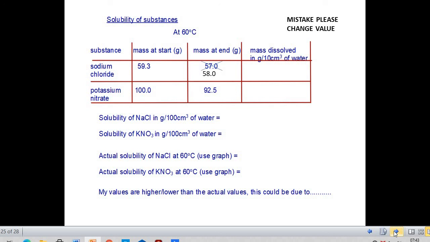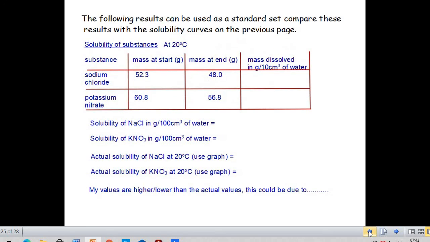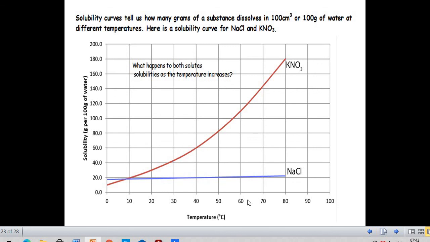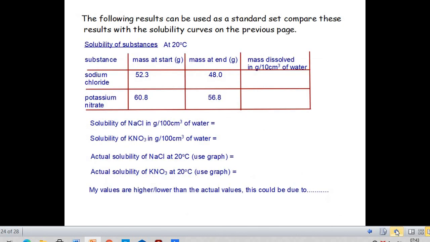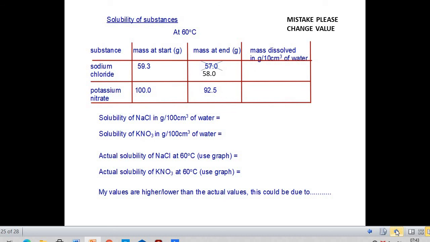But my mistake, can you please change the value mass at end for sodium chloride to 58 grams, not 57 grams. And you do exactly the same. So you work out these values, then times them by 10 for those, and then you work out the actual solubility from the graph. And this time on the graph, we'll be going up to 60 and drawing a line up to each curve and reading off the solubility. But please change that mistake.